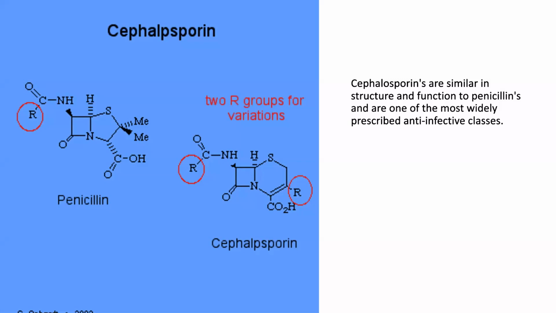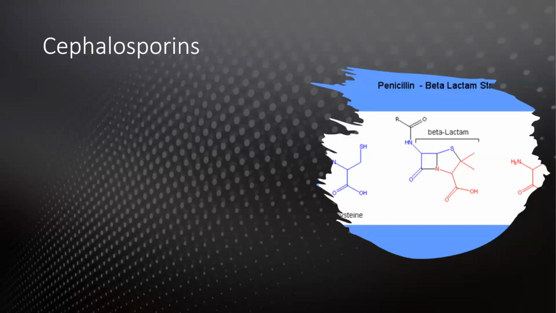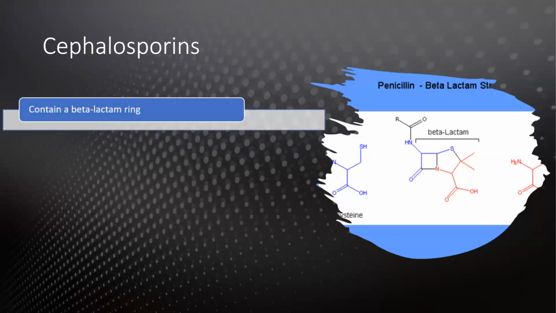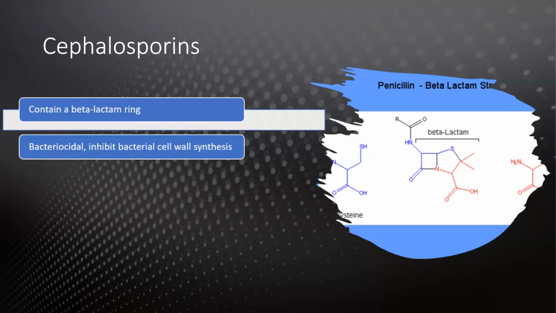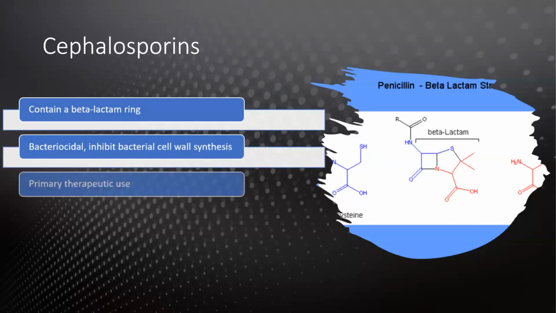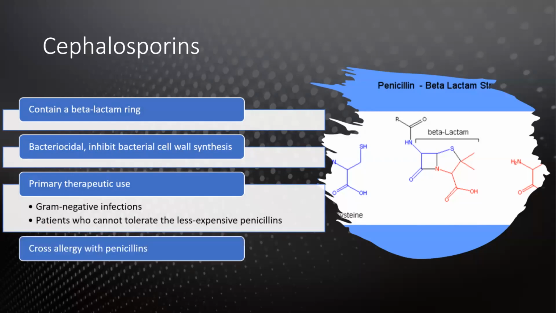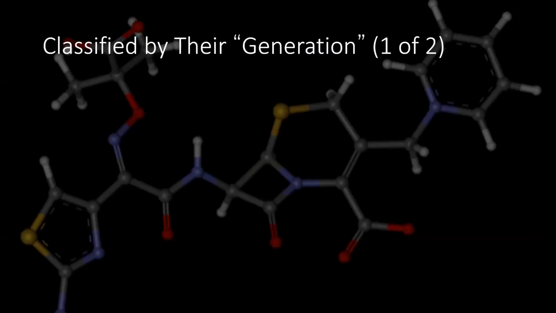Cephalosporins are similar in structure and function to penicillins and are one of the most widely prescribed anti-infective classes. These cephalosporins also contain the beta-lactam ring. They're bactericidal, meaning they kill the bacteria. They inhibit bacterial cell wall synthesis. Their primary therapeutic use is against gram-negative infections and in patients who cannot tolerate the less expensive penicillins. They cross-allergize with the penicillins, and they're classified by generations.